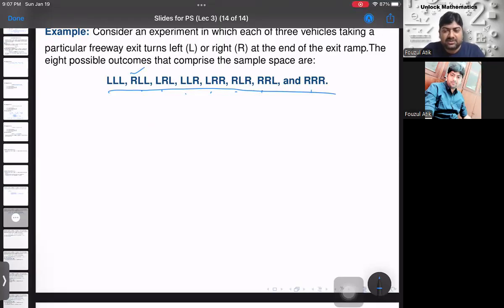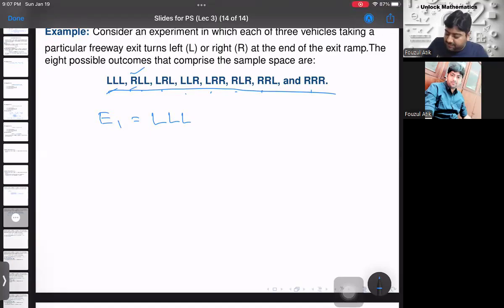what are the events which are simple events, and we'll try to find out some compound events as well. Now each of the individual events, like the event of having all the vehicles go in the left direction. What is that event? It is the event E1, which is basically LLL. So how many elements are there in this event? Only one, so it's a simple one.